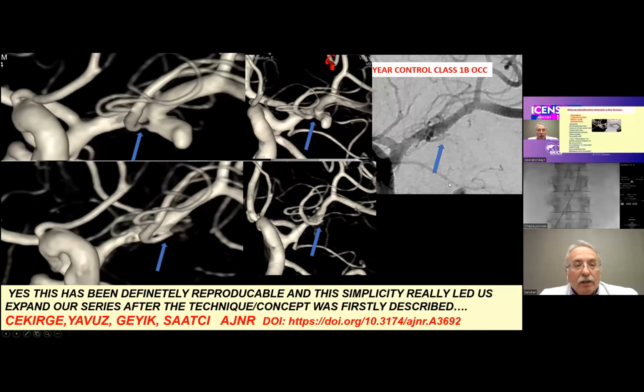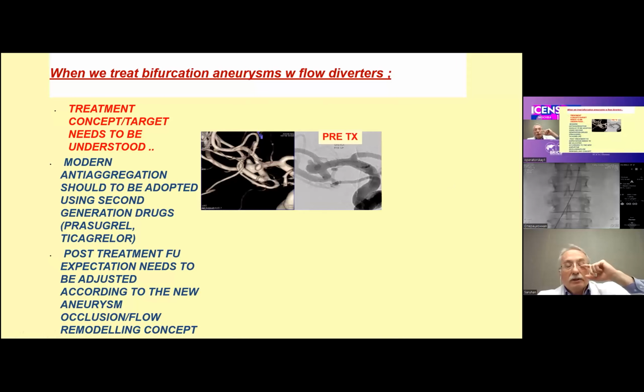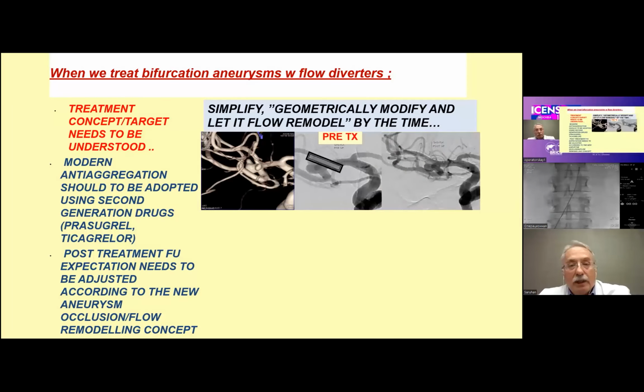So, how do we do it? First of all, the treatment concept needs to be understood. Simplify, geometrically modify, and let it flow remodel by the time. So basically, you pick the easier trunk. Here is the superior trunk. Of course, the simplicity.